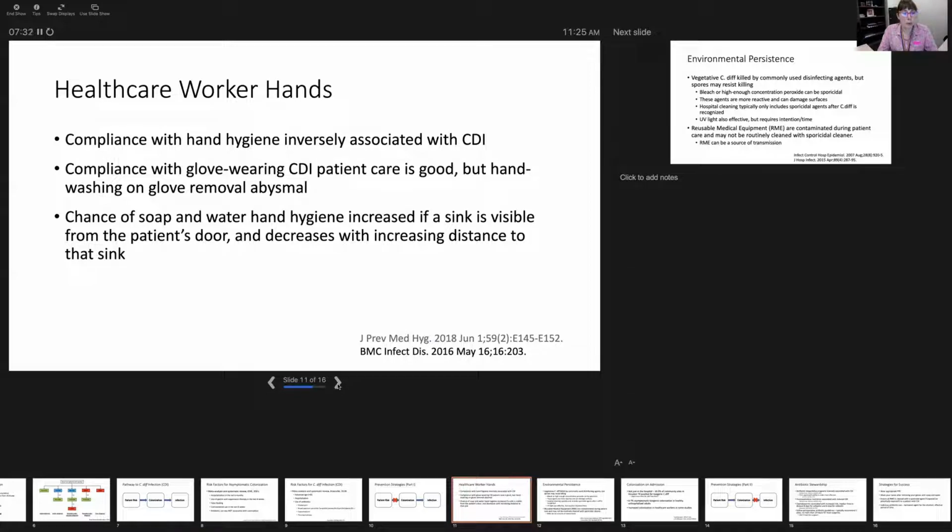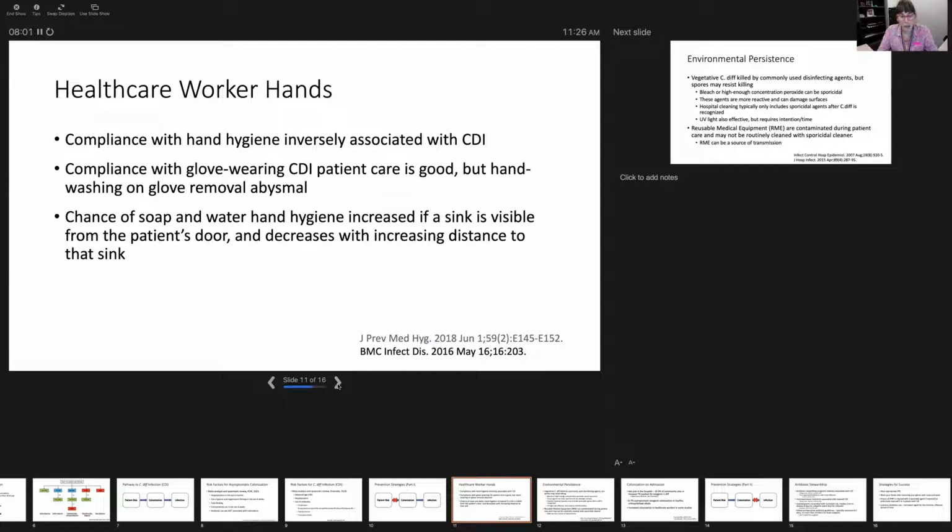So soap and water hand hygiene is recommended in cases of C. diff, specifically because the spores of C. diff may persist after alcohol sanitizer rub. They're not going to be inactivated by that. You need to mechanically remove them from your hands, flush them down the sink to get them off. So if you need to use soap and water because your patient has diarrhea, you suspect or you've confirmed C. diff, you should be finding a sink.